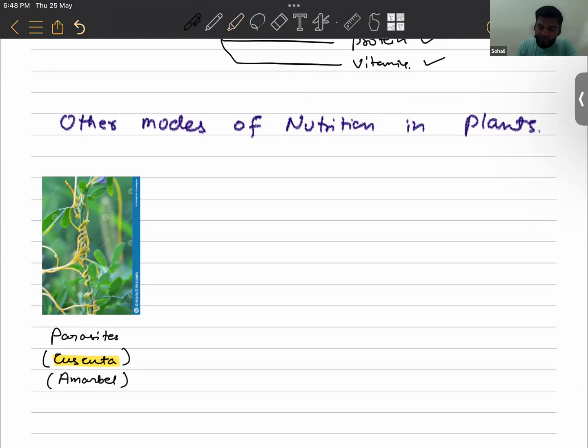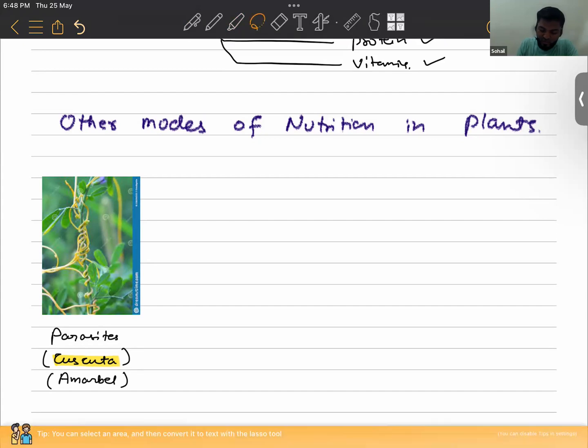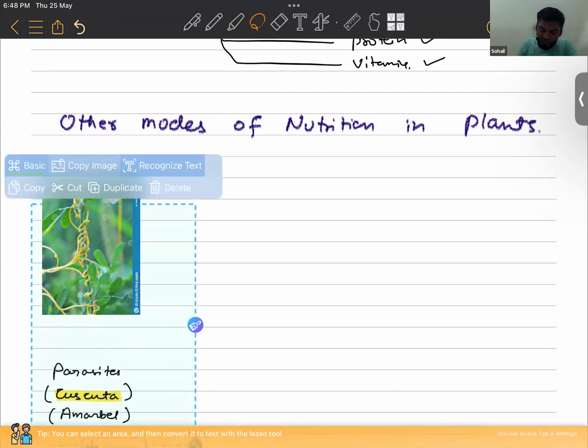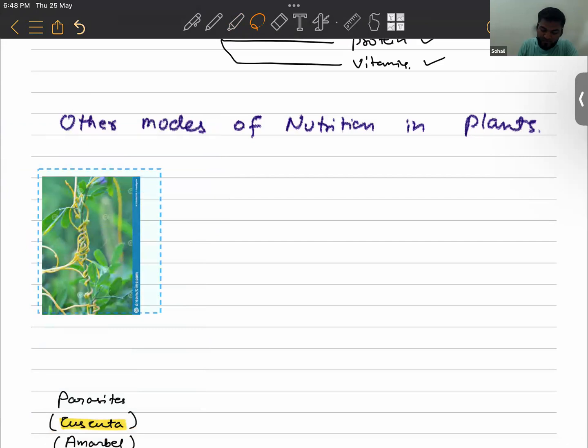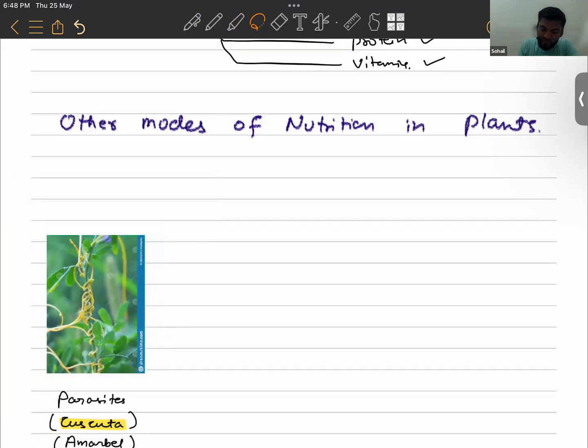So other modes of nutrition in plants basically include two types. First one is what? First one is the parasitic one. Okay, so first one is the parasitic, and the other one is the saprophytes. Very good. That is the saprophytes.